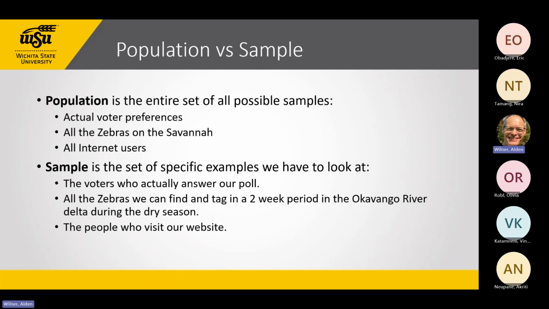Is our sample always perfect? No. Sometimes our sample can be biased, right? We have to deal with that. We have to understand what it takes to have a non-biased sample.